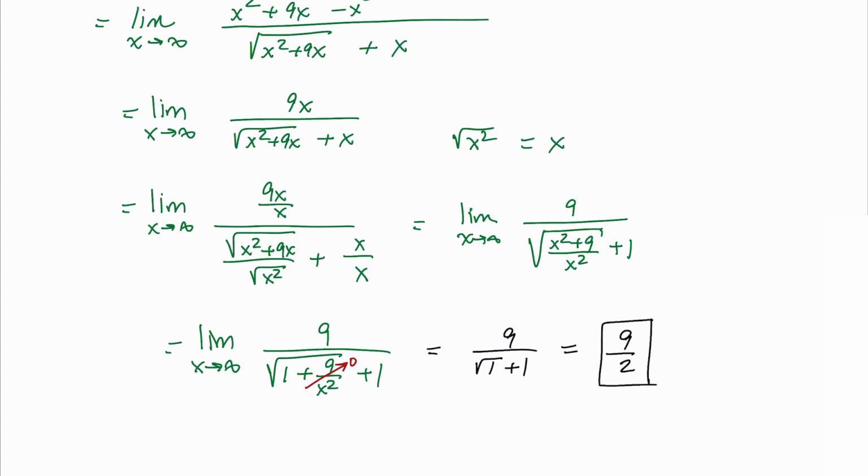So infinity minus infinity could be 9 halves. Could be 1, could be 4, could be 0. It's indeterminate, which means we don't always know its value. So there's our limit.